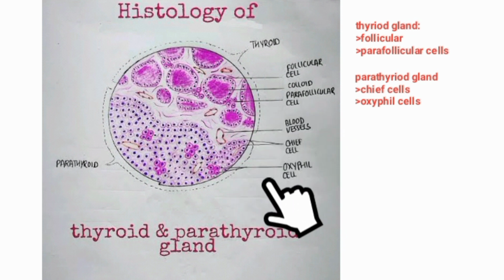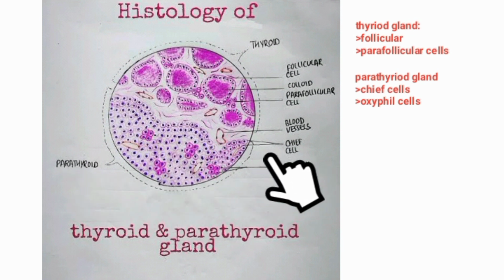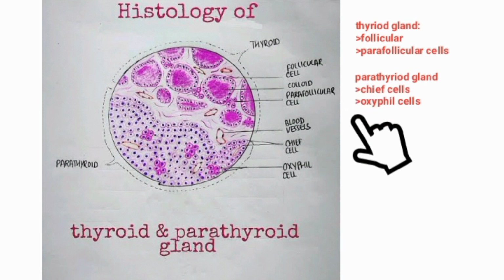Here are blood vessels, and now the lower half shows parathyroid gland. And in parathyroid gland we have 2 types of cells, as we said, chief cells and oxyphil cells. In case of parathyroid gland, chief cells are important, remember. It's the chief cells which are responsible for production of parathyroid hormone. The role of oxyphil cells is not much known.